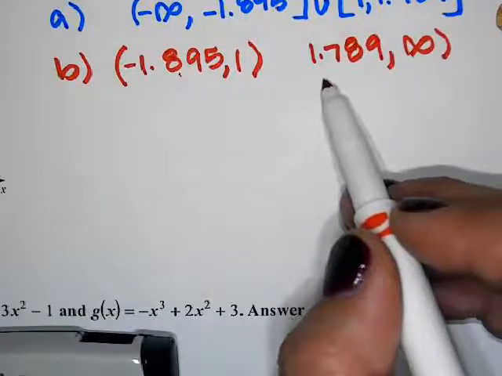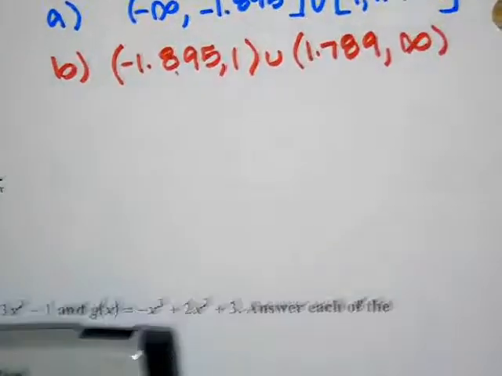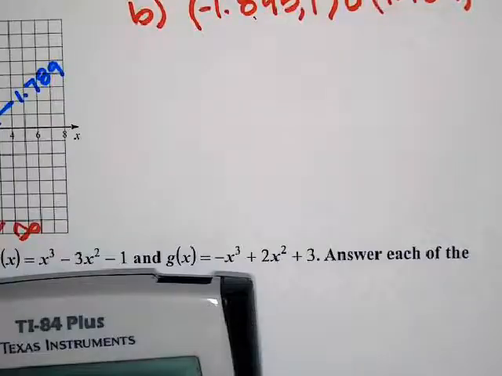Okay. Next, it says, where does f of x equal 5? So we want to know where the y-coordinate equals 5 exactly. Tell me where the y-coordinate equals 5 exactly.